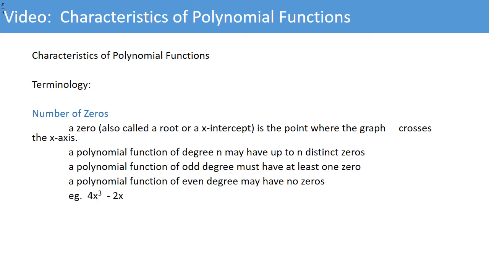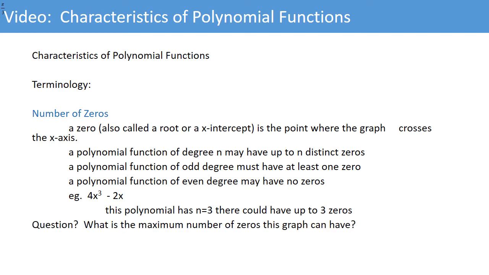Let's look at our example. 4x cubed minus 2x. N is equal to 3, so it can have up to 3 zeros. And our question, what is the maximum number of zeros this graph can have? Negative 2x to the exponent 4 minus 2x cubed plus x squared plus 2x. It can have 4 zeros since the degree n is 4.